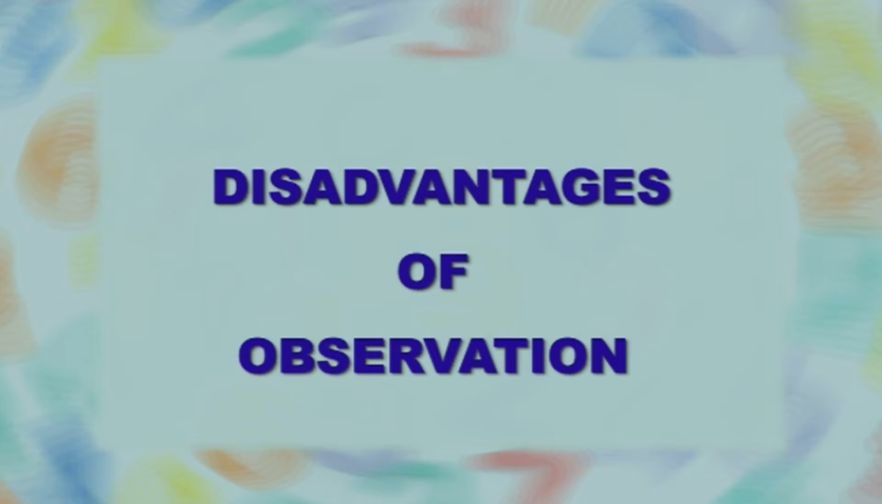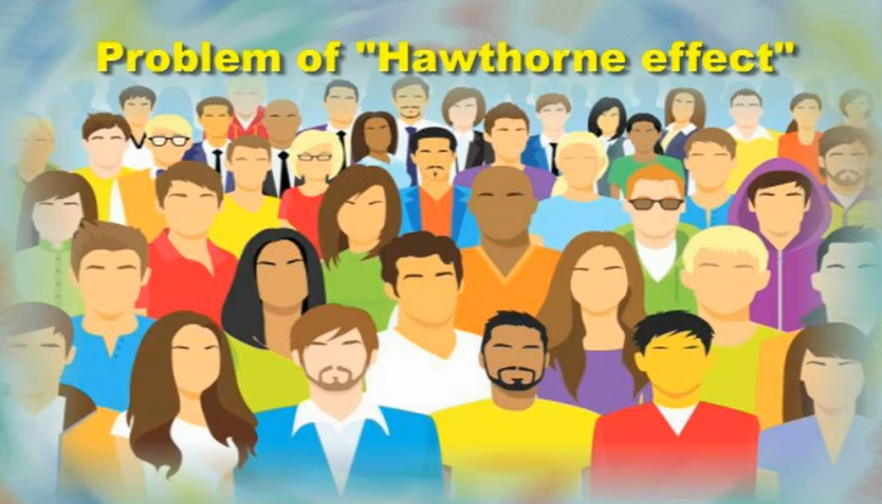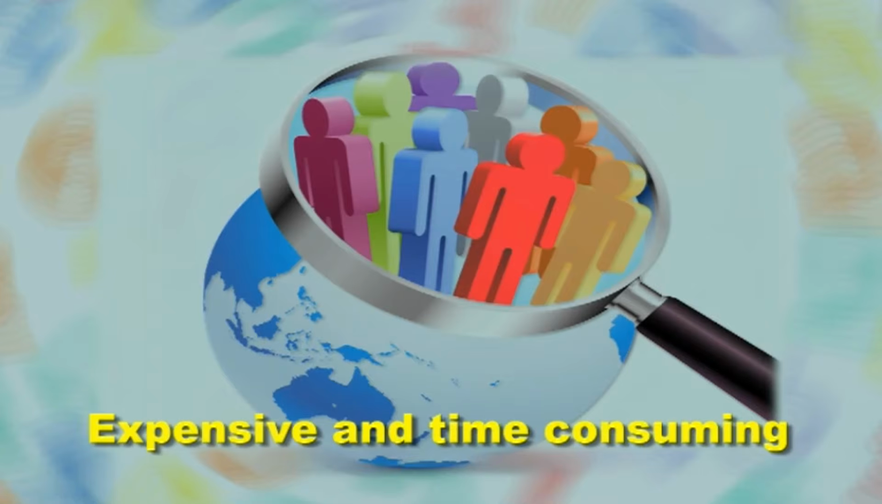What are the disadvantages of observation? The observation method is susceptible to observer bias. This method suffers from the Hawthorne effect, that is, people usually perform better when they know they are being observed, although indirect observation may decrease this problem.